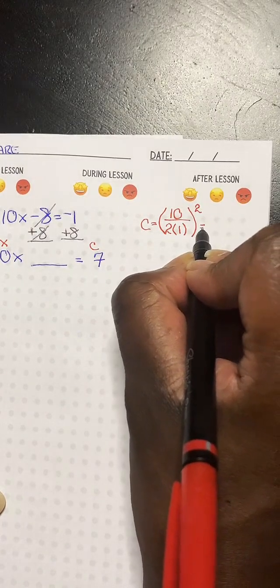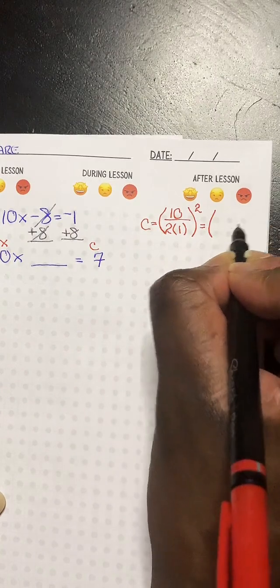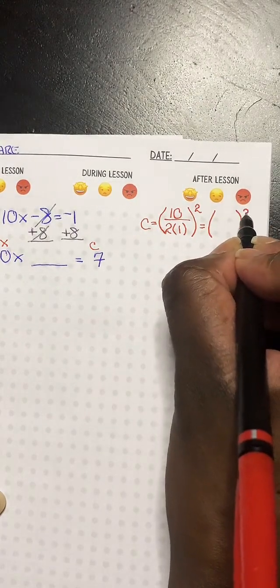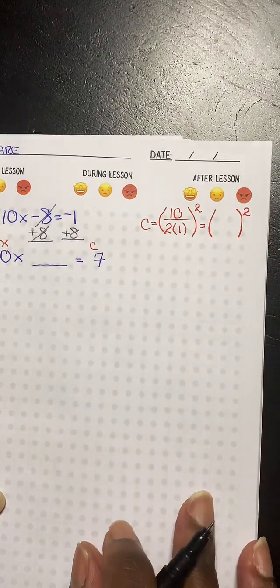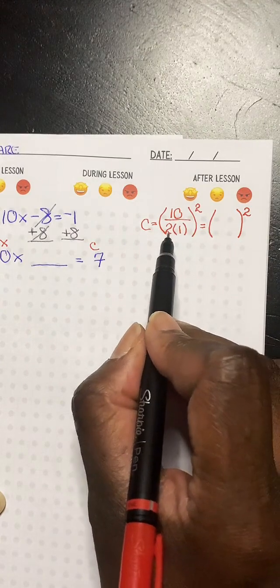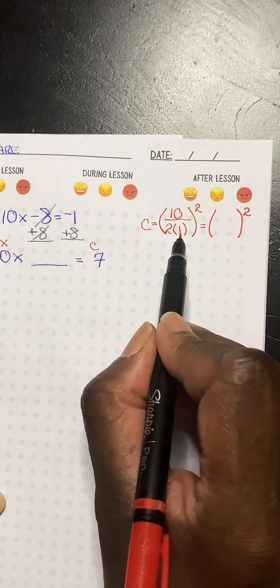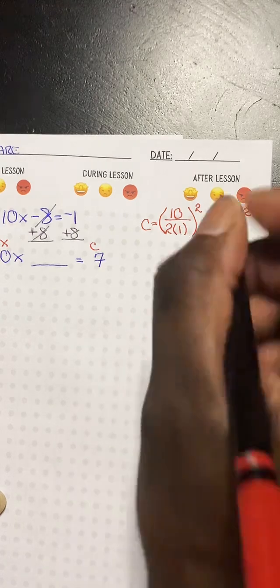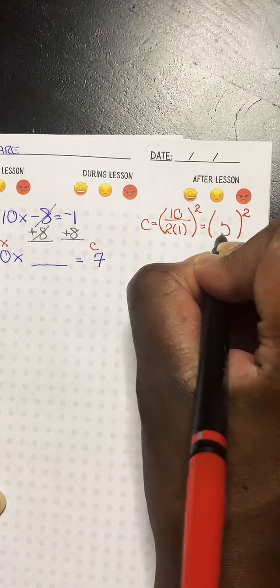So when we come in, don't get too overwhelmed. I'm going to go through it all at one time, and then we're going to pick it piece by piece. So now we have 10 over 2 times 1. 2 times 1 is going to give me 2. 10 divided by 2, well, that gives me 5.